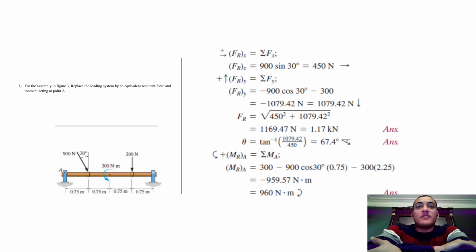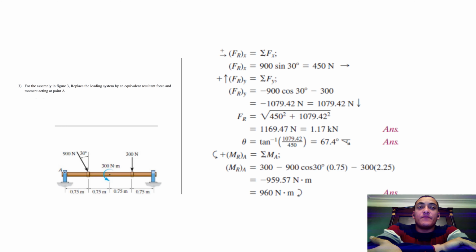1079.42 newtons downwards. To get the FR, we have to use the square root of 450 squared plus 1079.42 squared, which will then equal 1169.47 newtons, or 1.17 kilonewton.